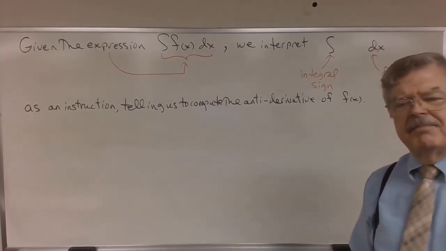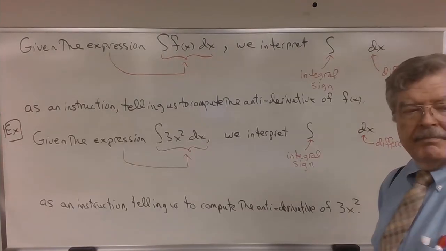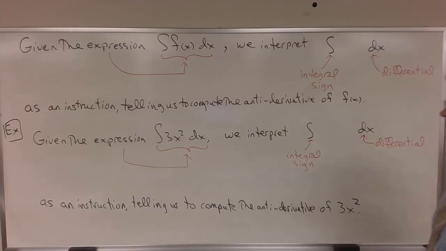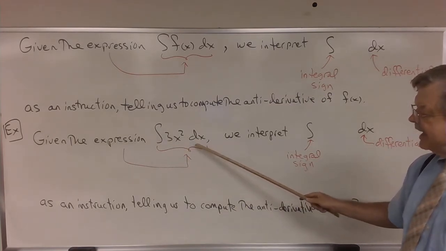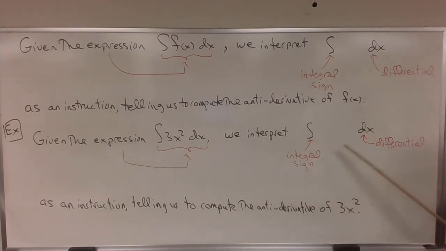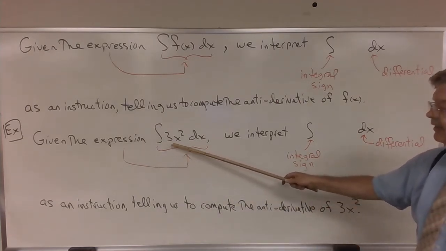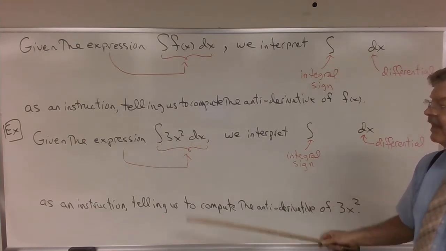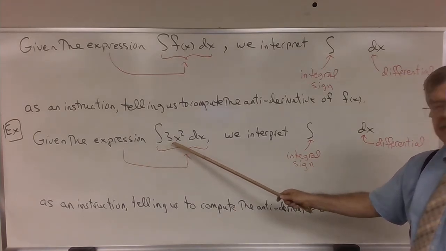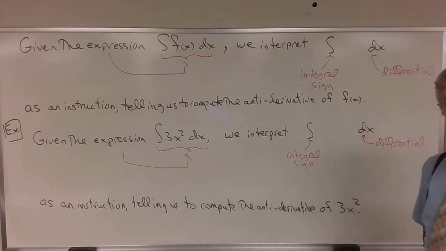And let's give an example. Given the expression integral sign 3x squared dx, we interpret the integral sign and the differential as an instruction telling us to compute the antiderivative of 3x squared, the expression in between.